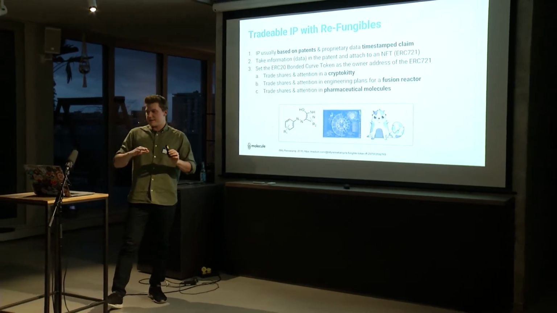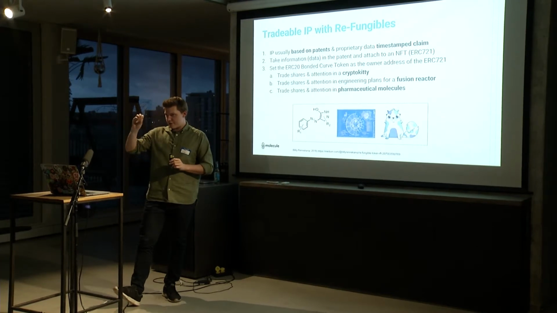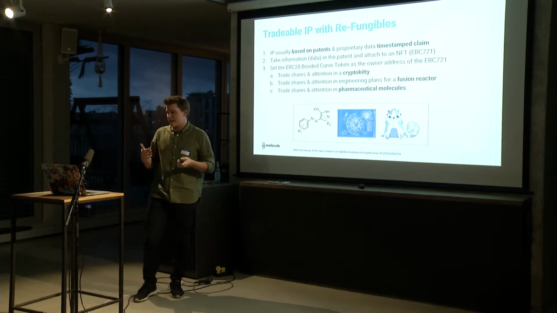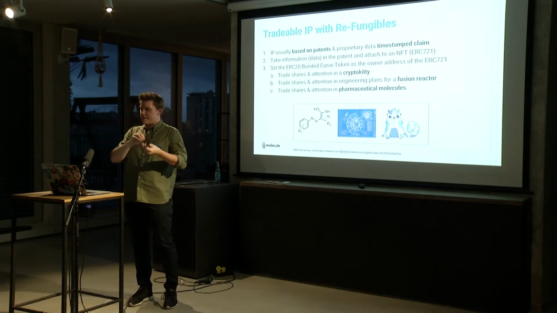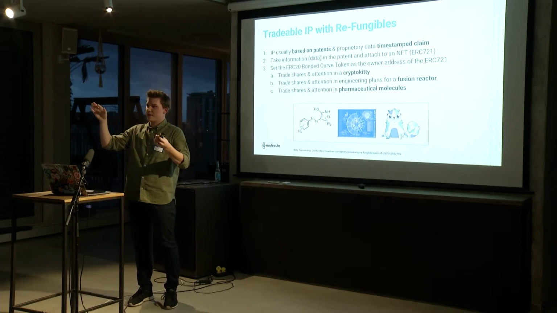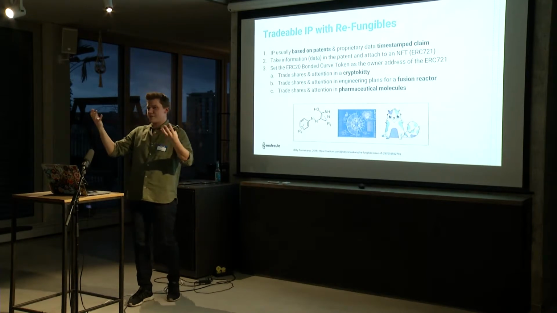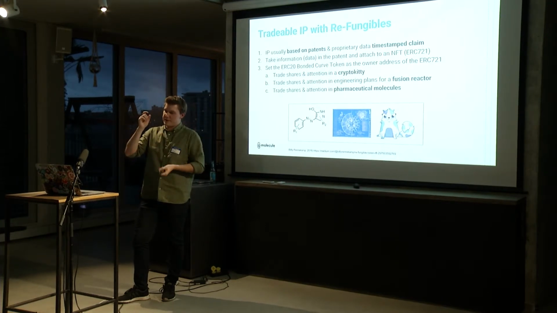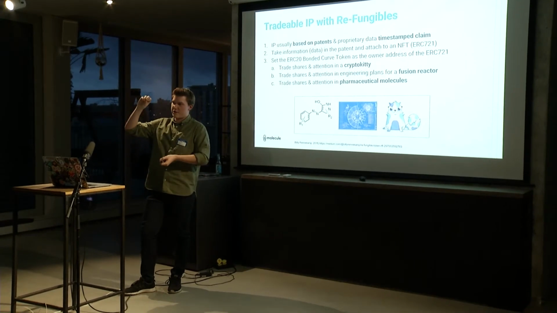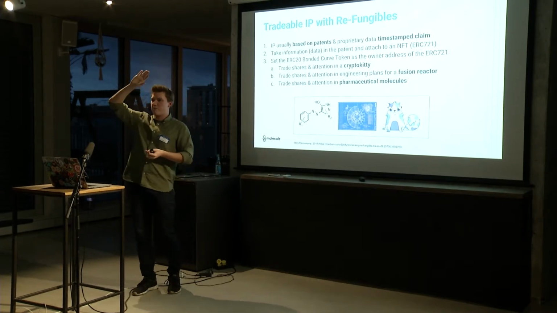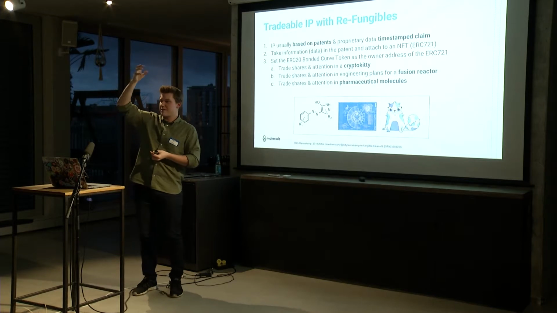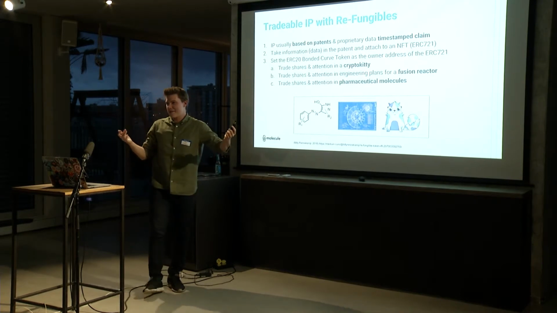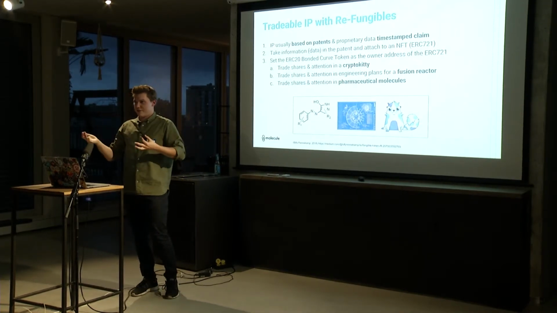But now imagine we make these non-fungible tokens fungible again. So IP is usually based on patents and proprietary timestamp data. What now if you take that information, the data in a patent, and you attach it to an NFT? So we combine those two elements, and now essentially with a very simple mechanism, we have a patent on a blockchain. But now we combine those two again. We set the ERC20 bonded curve token as the owner address of the ERC 721. So our token bonding smart contract now owns this digital cat, or it could be a patent for a fusion reactor or a molecule. On the blockchain, nobody knows if you're a cat or a fusion reactor.